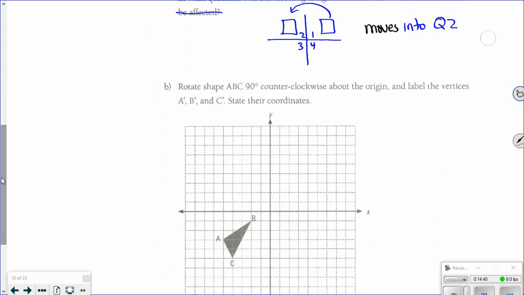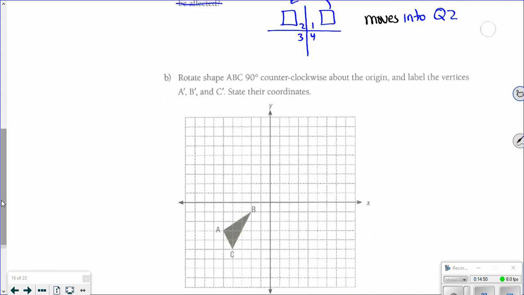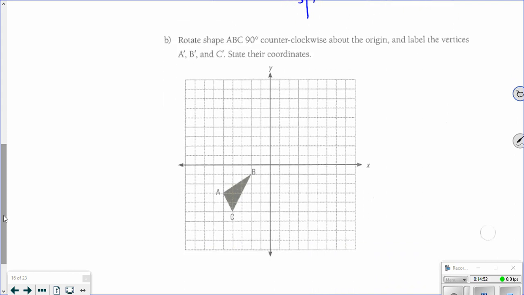So this one says rotate the shape ABC 90 degrees counterclockwise about the origin and label the vertices A prime, B prime, C prime. State their coordinates. So 90 degrees counterclockwise about the origin is opposite to the way the clock goes. So I'm going to pick this as my reference line, and my shape is below it. Which means when I rotate 90 degrees counterclockwise, this becomes my reference line, and my shape's going to be on that side.